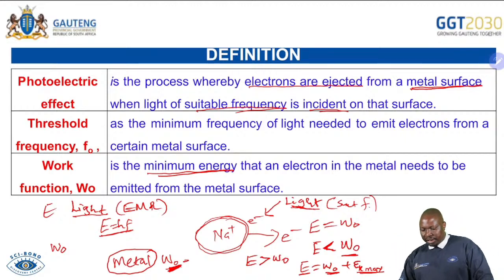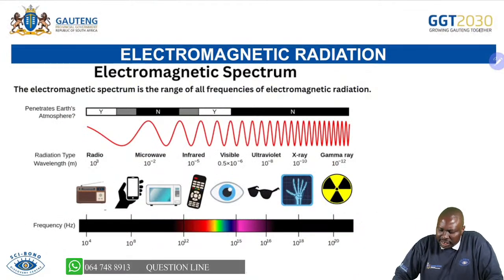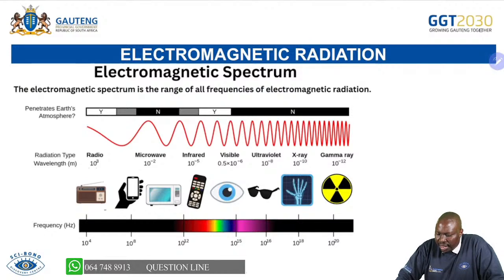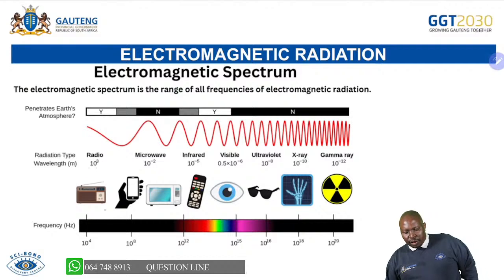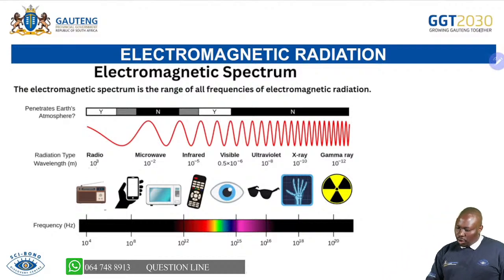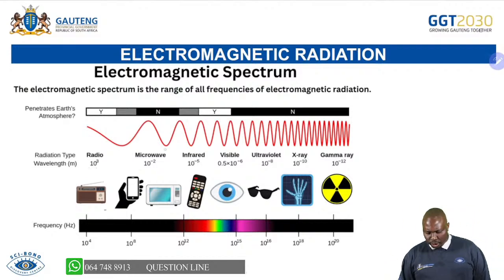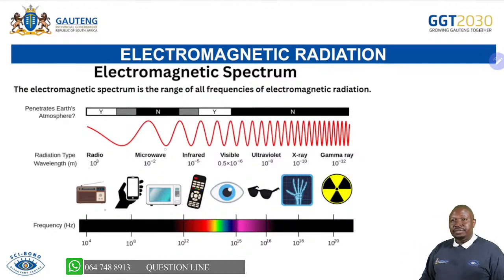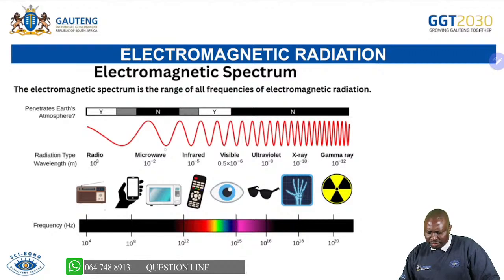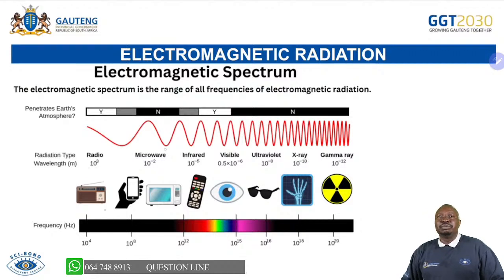I hope you got that concept, and as we move, we'll be dealing with those kinds of questions. Now, as indicated, we are dealing with electromagnetic radiation. So here we are dealing with your radio waves, where you listen to your radios, your microwaves, where you're using your microwave at home. I know you know the microwaves, the infrared, and the visible light.